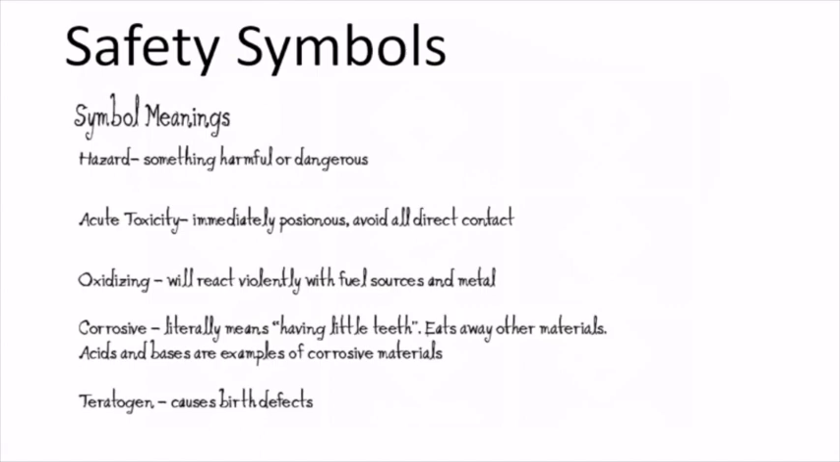So hazard means that something is harmful or dangerous. Acute toxicity means immediately poisonous and avoid all direct contact. Oxidizing means that it will react violently with fuel sources and metals. Corrosive literally means having little teeth. It eats away at other materials. Acids and bases are good examples of corrosive materials. And teratogen means causes birth defects.